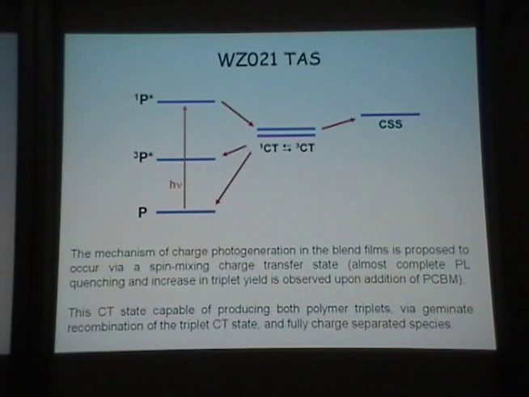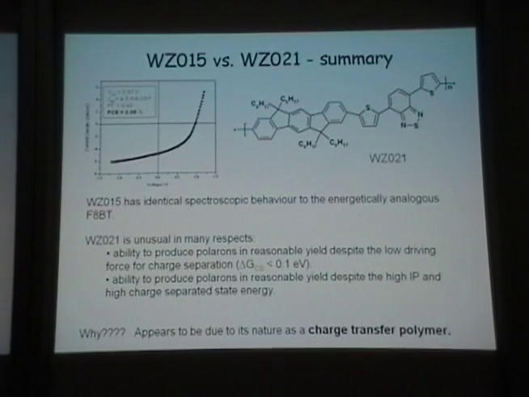When you add a large amount of PCBM, very similar to CIMOPV and other such polymers, this basically promotes this pathway, because essentially you're getting those large domains of PCBM, which is promoting the dissociation of the charge transfer state. So to summarise the results of these two polymers, the WZ015, which produced those PCBM triplets, has identical spectroscopic behaviour to F8BT.